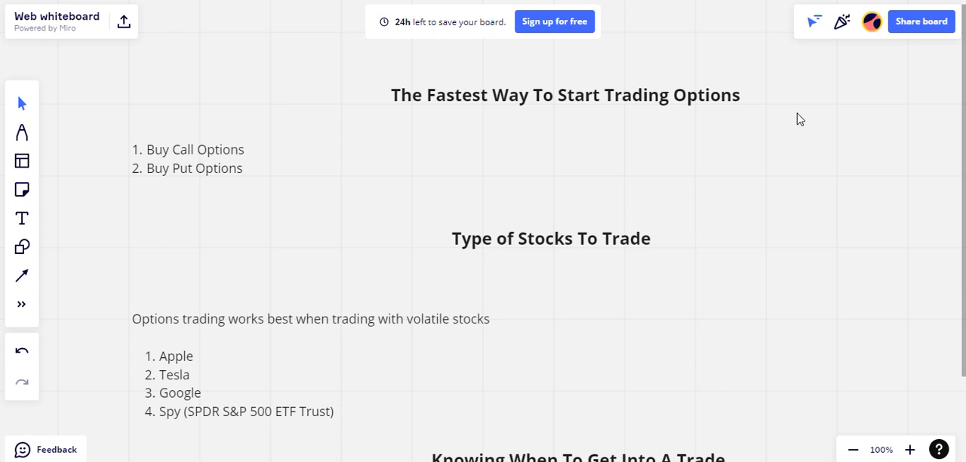So in my opinion, the fastest way to start trading options is to buy call options on stocks and buy put options on stocks. Just to recap, why would you buy a call option? Well, you buy a call option if you're eyeing up a stock and you think it's going to rise above a certain price limit by a certain particular date.